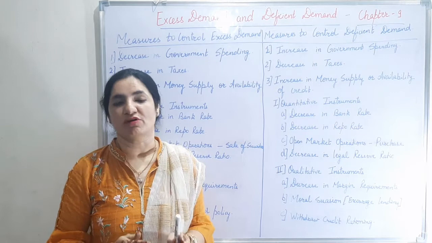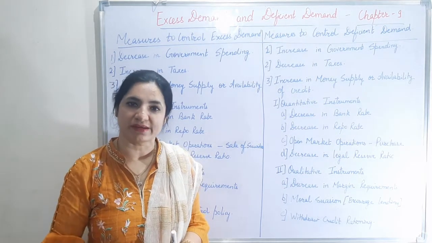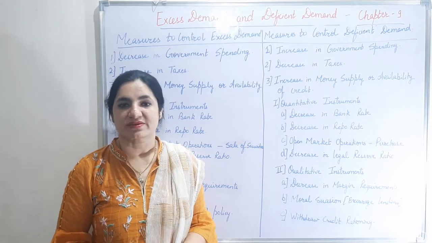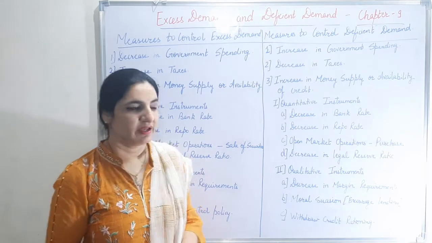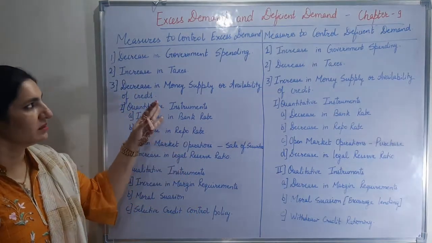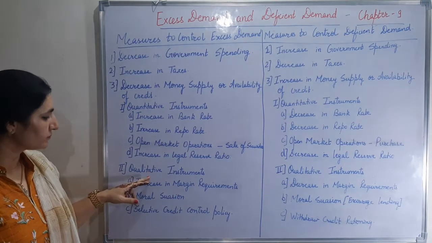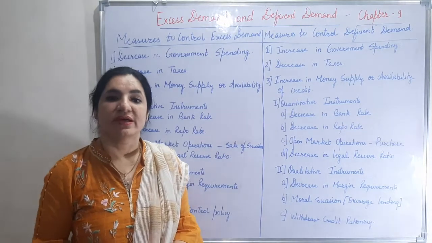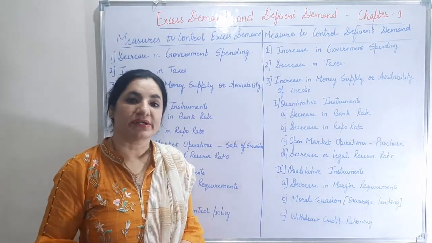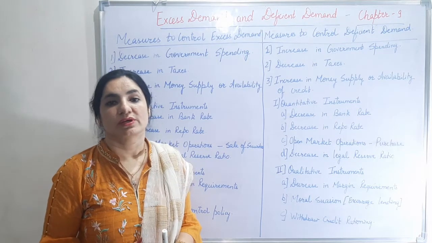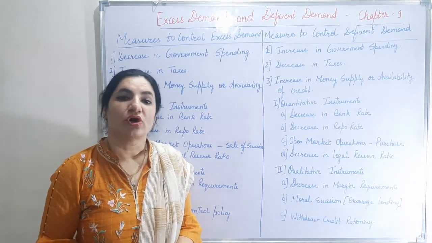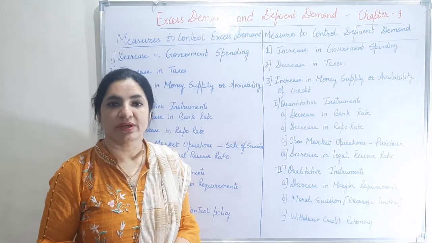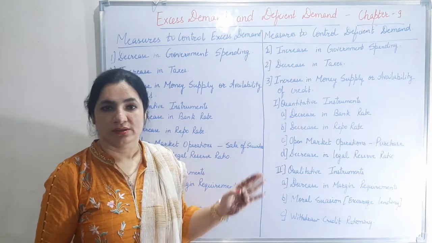If this quantity of reserve or the percentage of reserve is increased, then the amount left for granting loans will decrease, thereby discouraging the availability of credit, and by this the excess demand can be controlled. Next is qualitative instruments. Qualitative instruments means there is no direct effect on the quantity, but the RBI instructs or advises the banks to work in the direction required for excess demand or deficient demand.